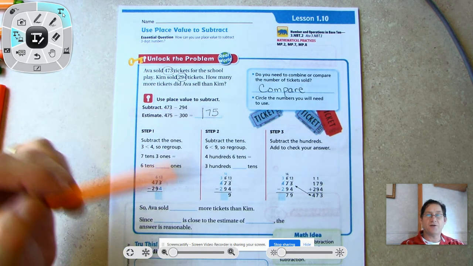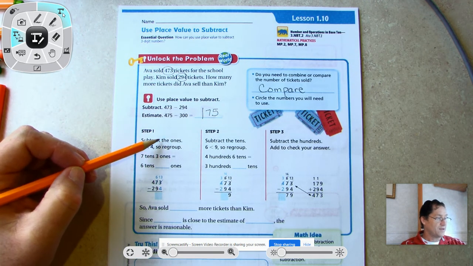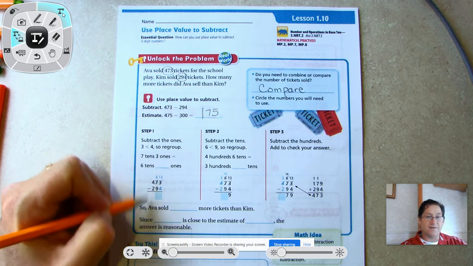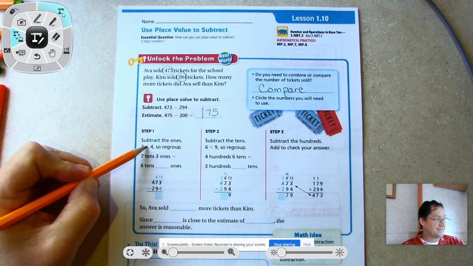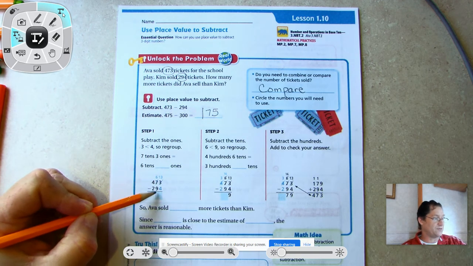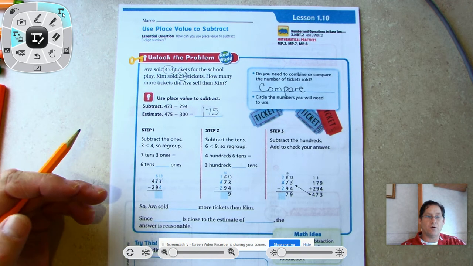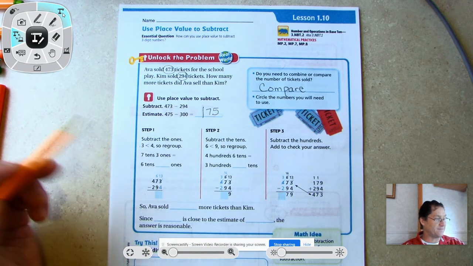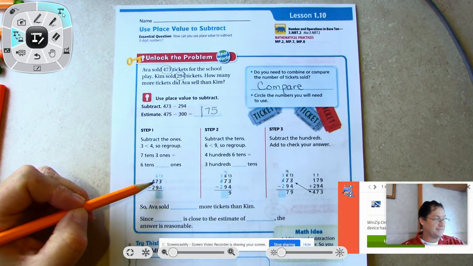So when we subtract using place value, step 1, subtract the ones. So we're going to line up our place value, subtract the ones. 3 is less than 4. So I have 473 and I'm taking away 294. So if I have 3, there's no way to take away 4 because 3 is less than 4. So I'm going to use the 7 tens.